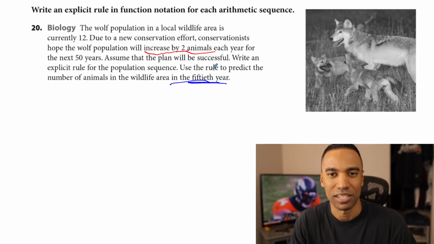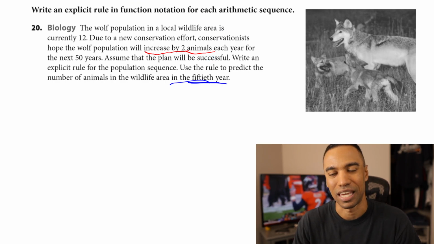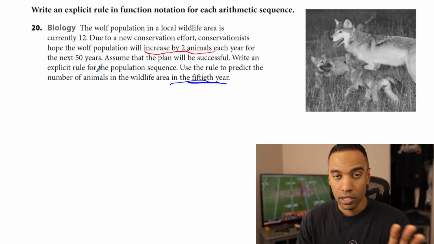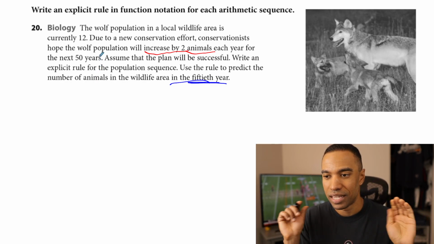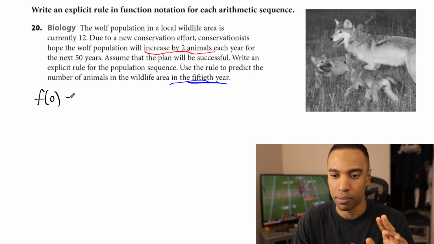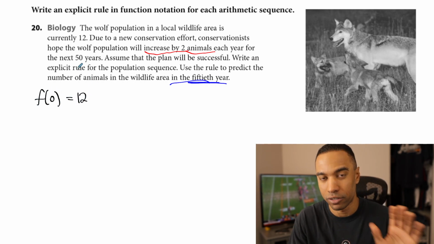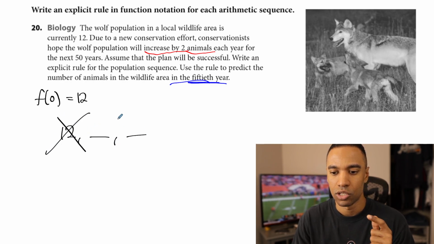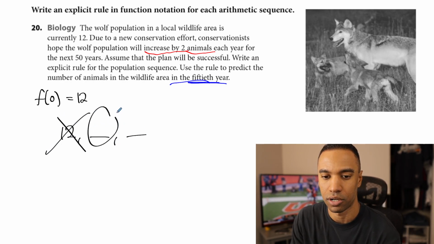Yes, they're actually asking us to do something with this. Thank goodness, I've been waiting for this. All right. We start at 12, but we start at 12 when this thing is starting. F of 0, the 0th term, is 12. We do not know the first term yet. 12 does not exist in our sequence. 12 is not the first term. This is the first term.